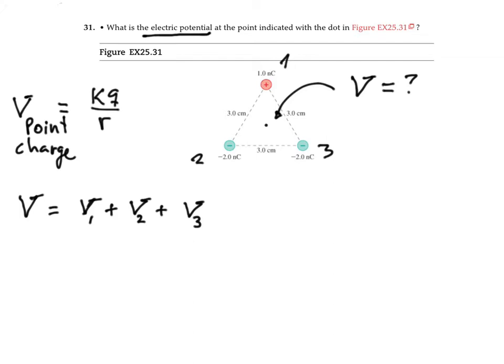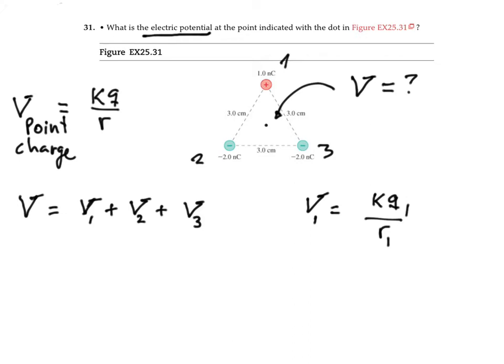These voltages can be positive or negative. We're going to, in principle, add them: voltage produced at point 1, voltage at point 2, voltage at point 3. Again, these voltages can be positive or negative. So what is the voltage 1? That is the voltage produced by charge 1 at the center of the triangle.